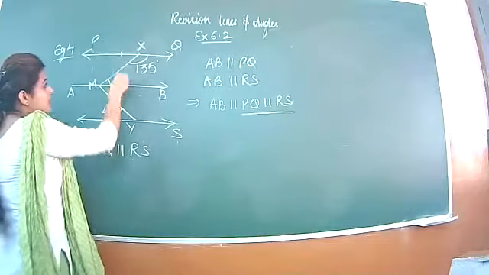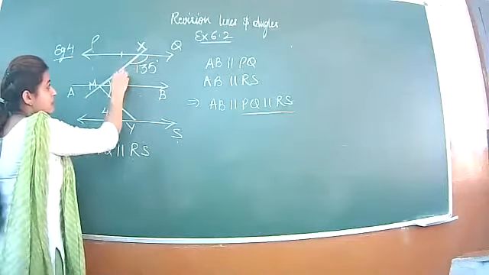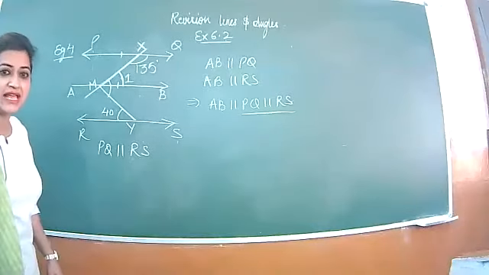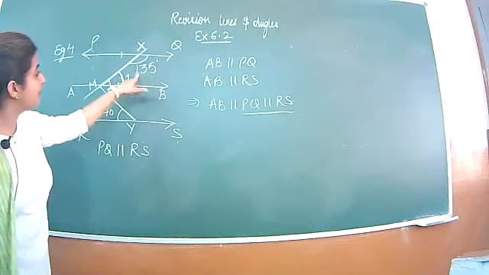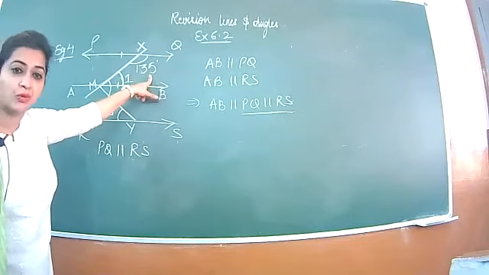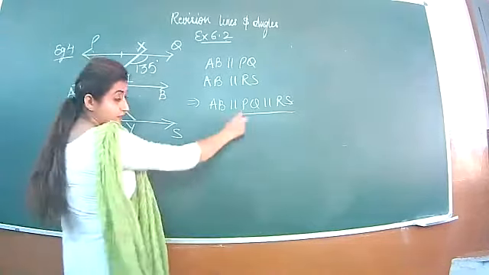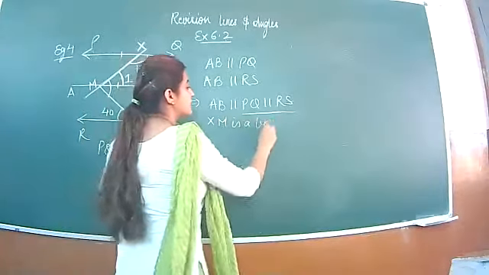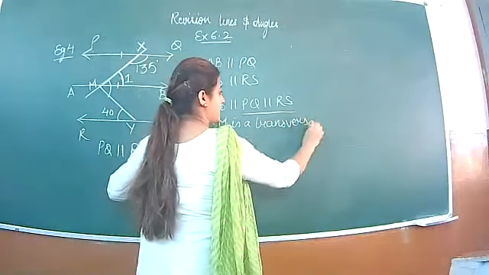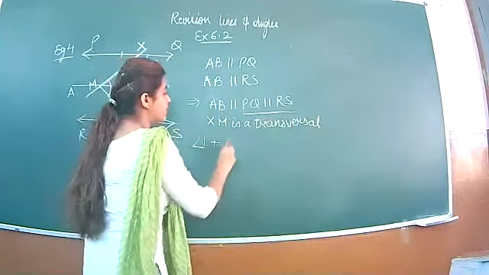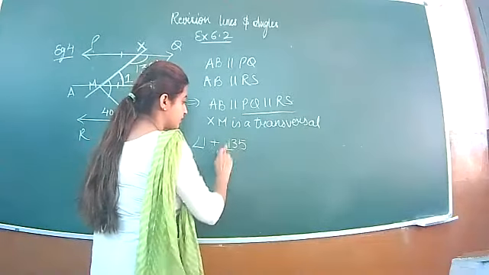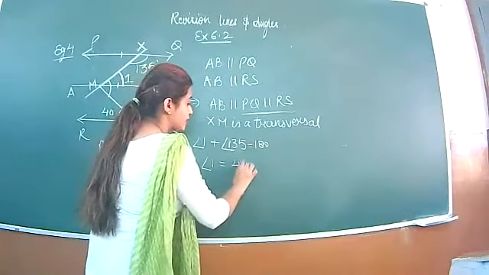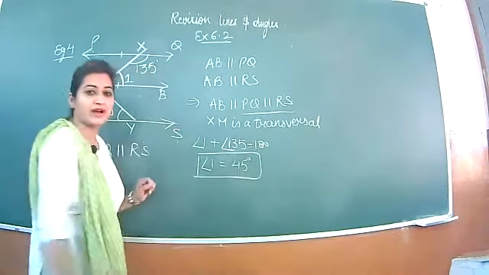Now, all the 3 lines are parallel. If these 2 lines are parallel and this is a transversal, can I take this angle as 1? So can I write that 1 plus 135 is equal to 180, co-interior angles? Lines are parallel and XM is a transversal. So angle 1 plus 135 is 180 and angle 1 is 45. We have got angle 1 as 45.